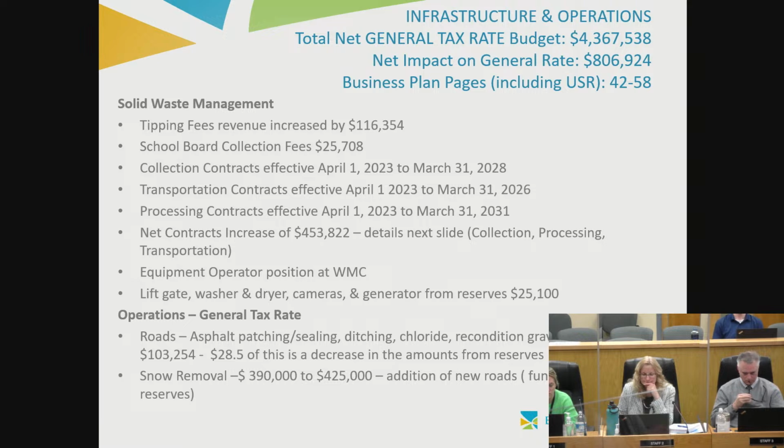So you've got about 25 staff in total. 10 of them are primarily general tax rate driven staff for those services. 6 are allocated out between general tax rate and water utility. And then we have 9 urban service rate water utility staff in this department. The net impact on the general tax rate this year for this department is $806,000, and that would be after all of your ins and outs from reserves have happened.